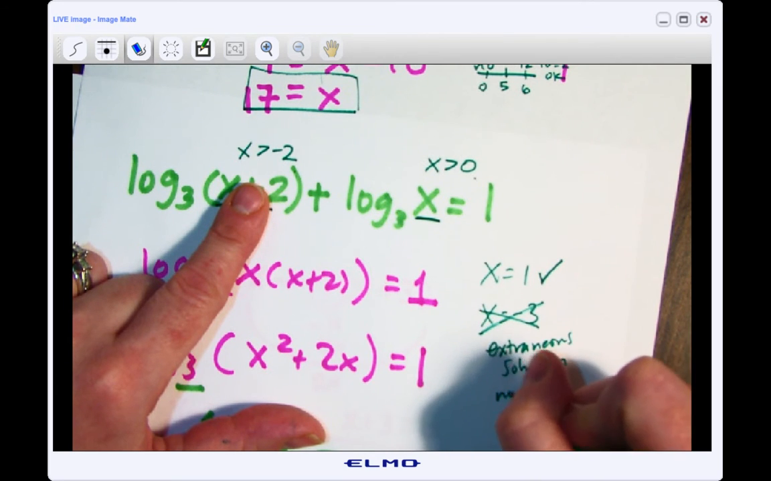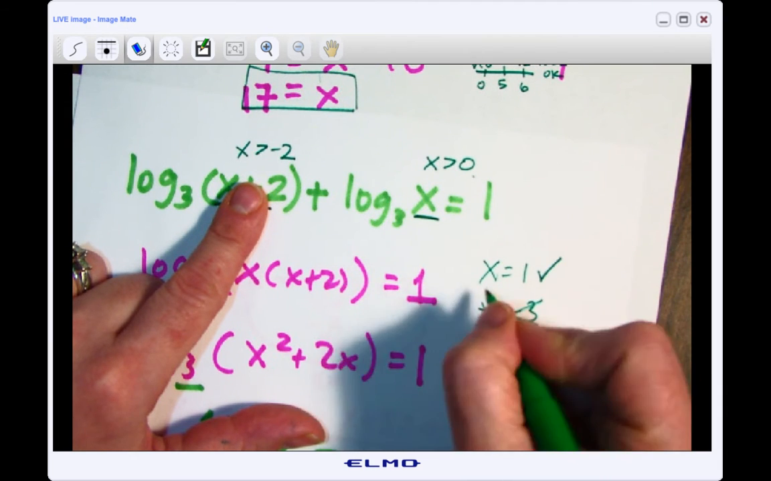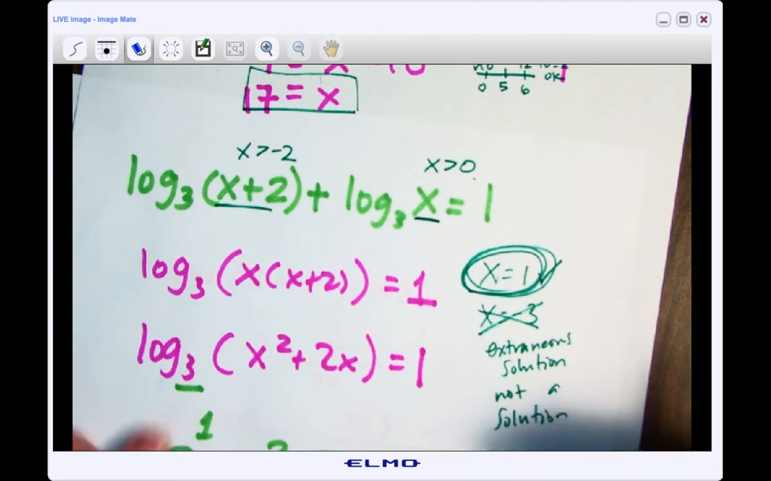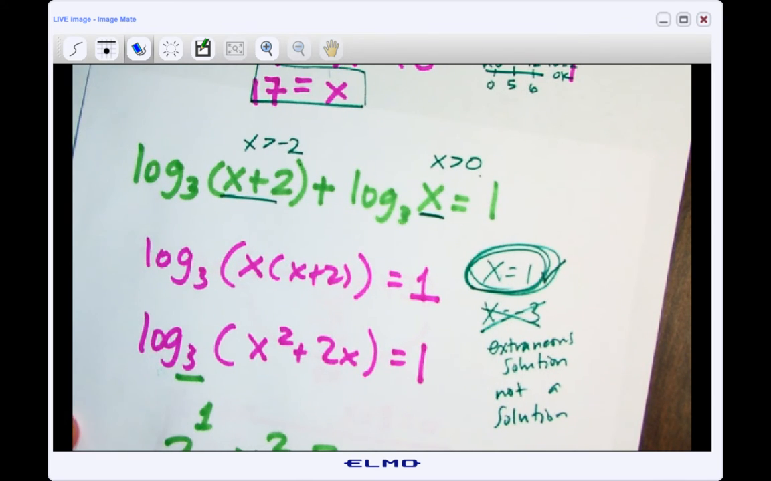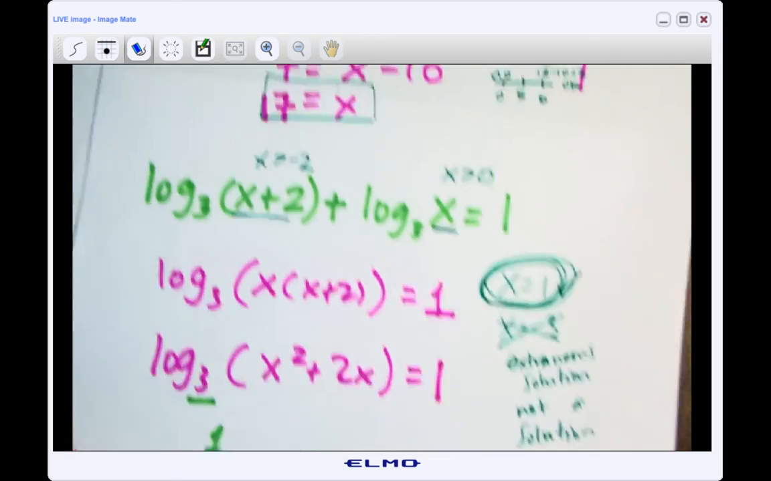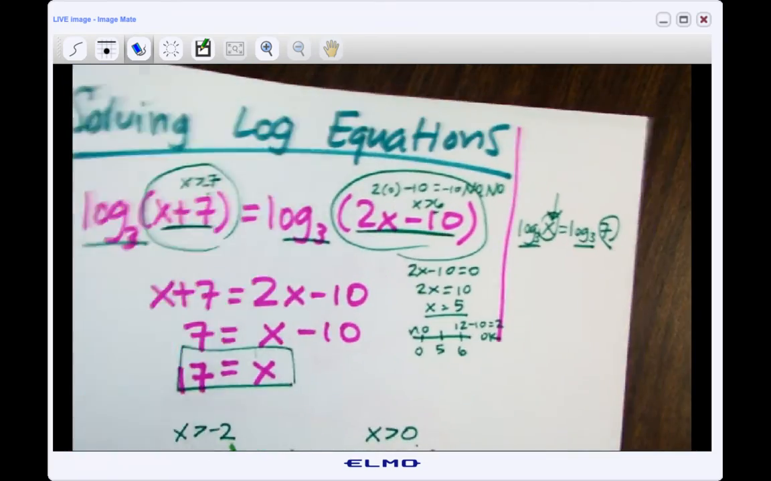So that means not really a solution. And that one is my only answer to this one. Okay? How do you feel? A little lost, a little confused? Don't get scared. You'll figure them out. Don't worry. It'll become clearer as you practice them.